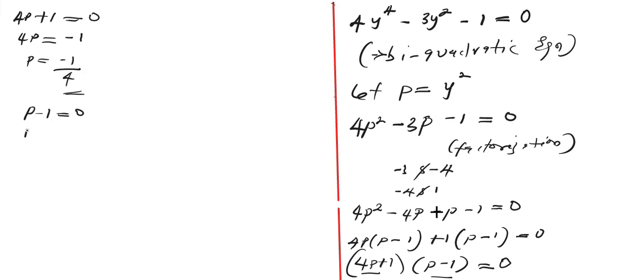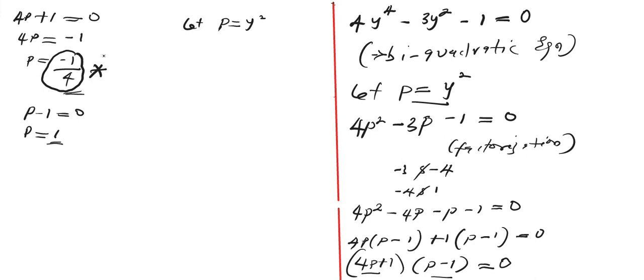Okay, so now if you go back to this condition, we said let p equals to y power 2. So p cannot be a negative number. Here we have p equals to negative 1 over 4. That means p cannot be a negative number. That means this is absolutely out of the line. We are not going to use this. We can only use this.